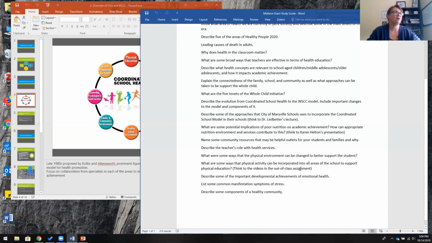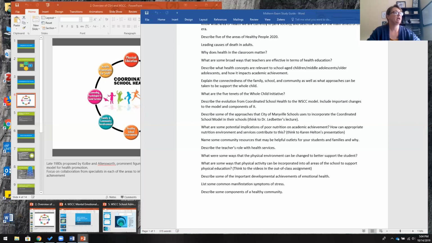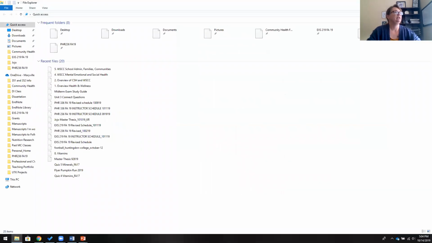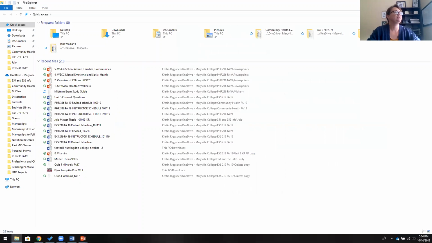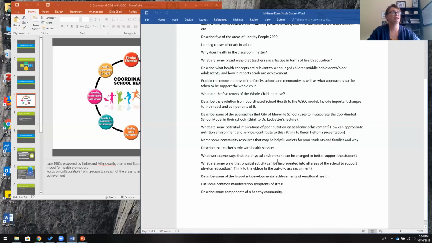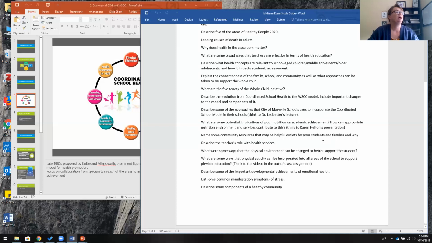What are some ways that physical environment can be changed to better support the student? So I believe that is maybe lesson 6, go back to those slides, but think about the things that we've talked about with physical environment. So this can span from the way the actual classroom is set up to having the school resource officer, to having clean water, clean facilities, adequate lighting.